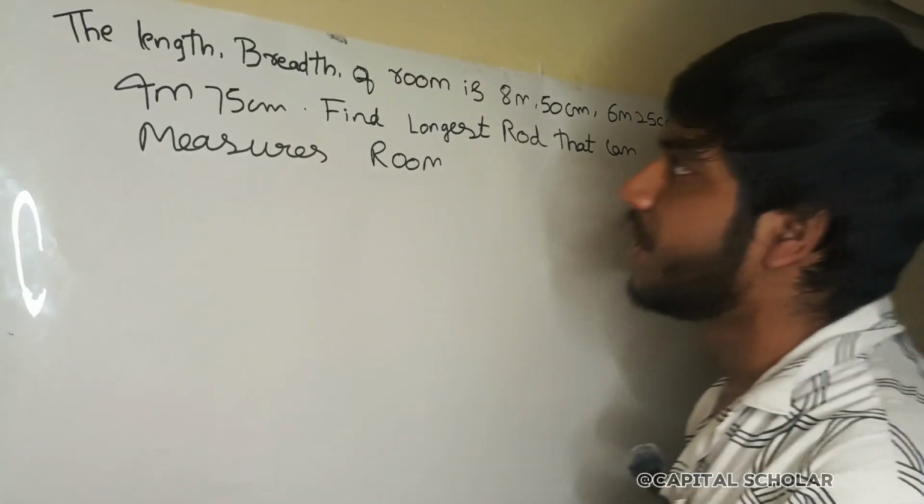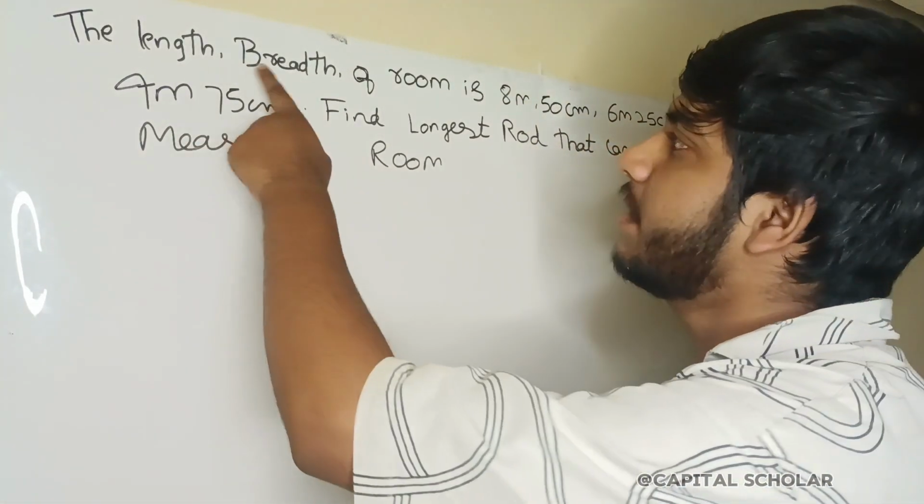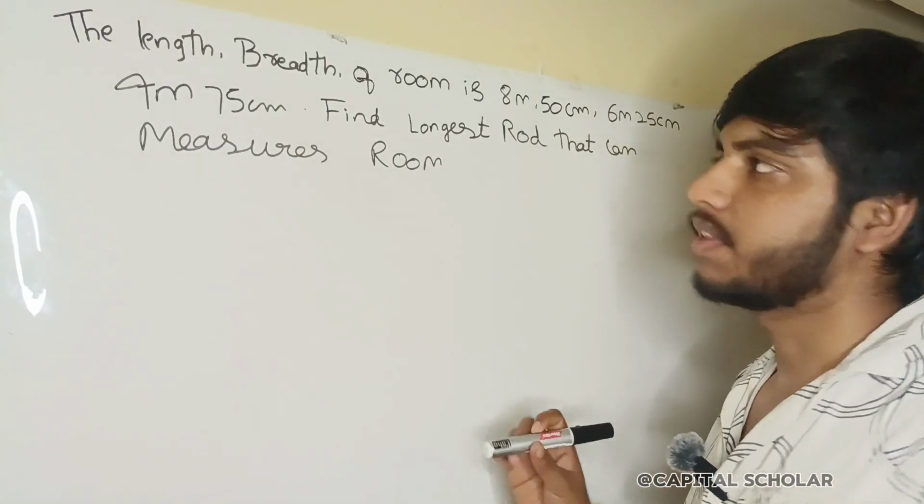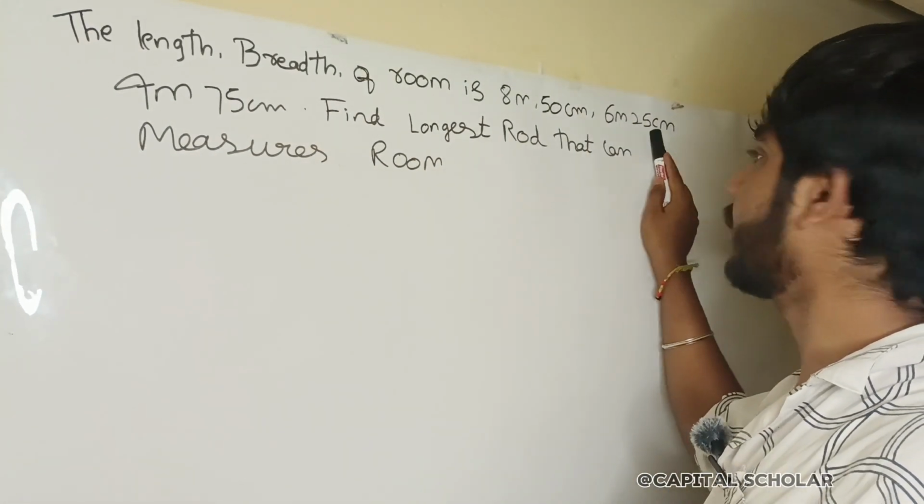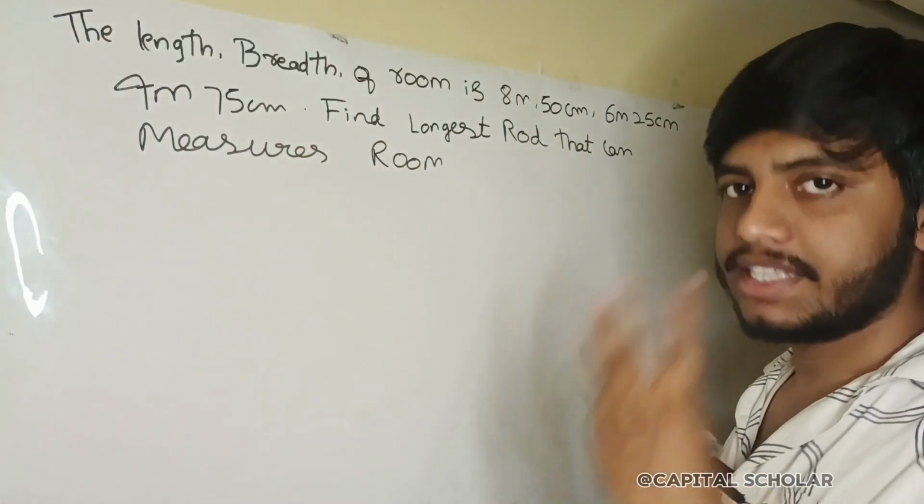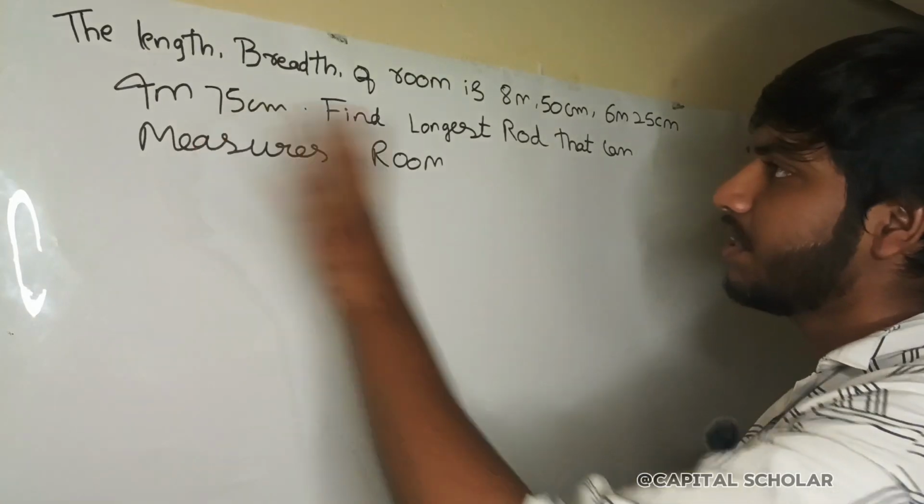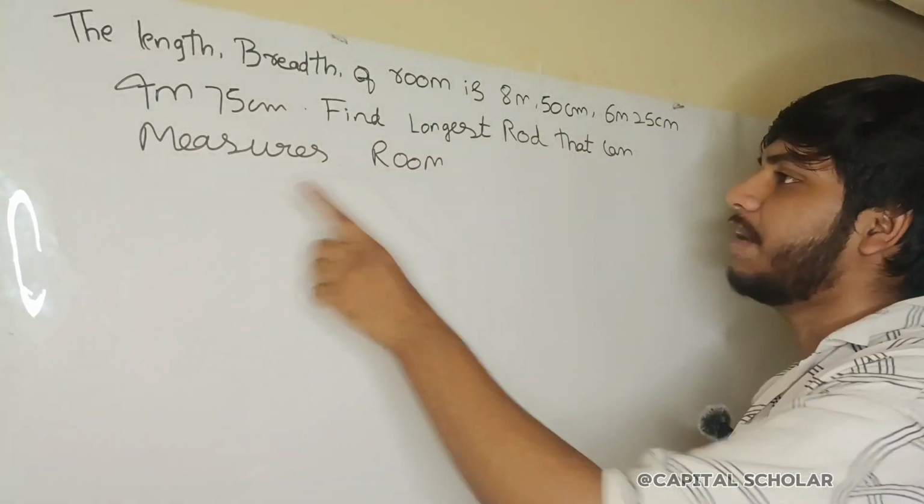So here is the next question, which is very easy, though if you look at it, it seems difficult. The length and breadth of a room. There are 3 rooms. The dimensions are 8 meter 50 centimeter, 6 meter 25 centimeter, and 4 meter 75 centimeter. Find the longest rod that can measure these.